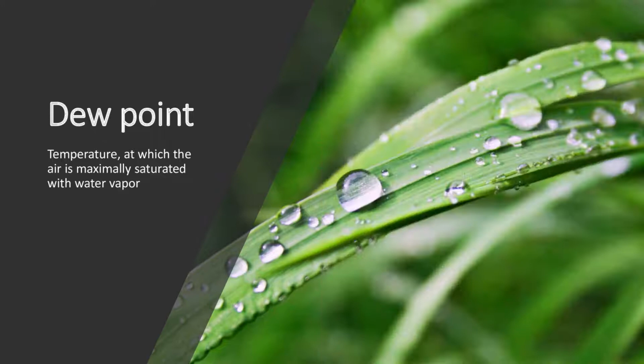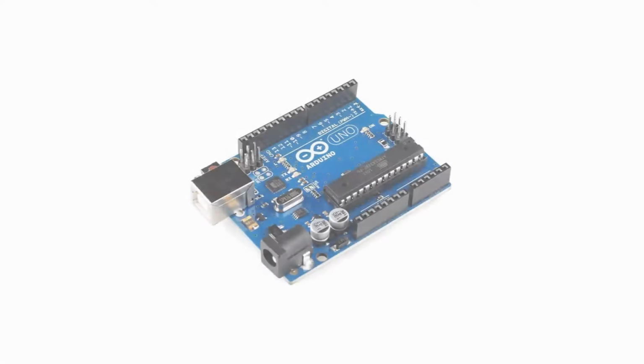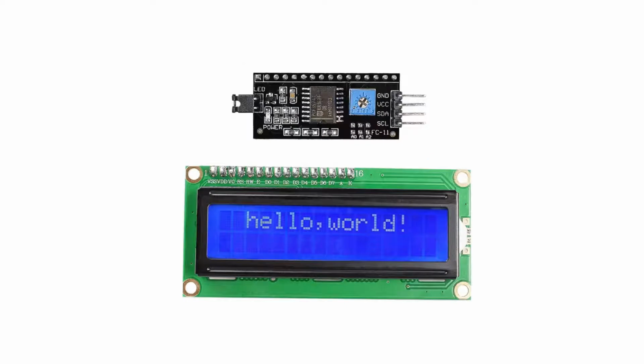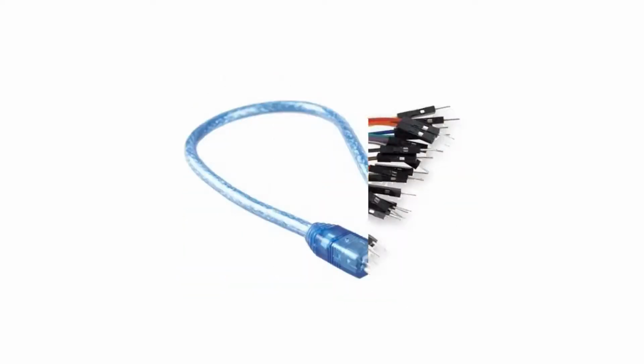The formula for the calculation can be seen here. The temperature at which the air is maximally saturated with water vapor, i.e. the relative humidity of the air reaches 100%, is called the dew point. To measure the relative humidity with the Arduino, we will need the following components: Arduino UNO control board, humidity sensor, LCD display, solderless contact field, connecting cables, and a USB cable.